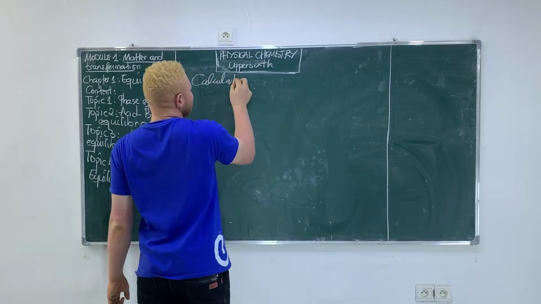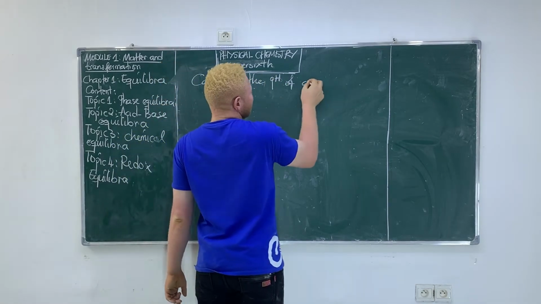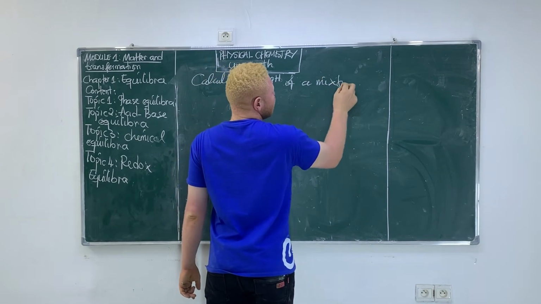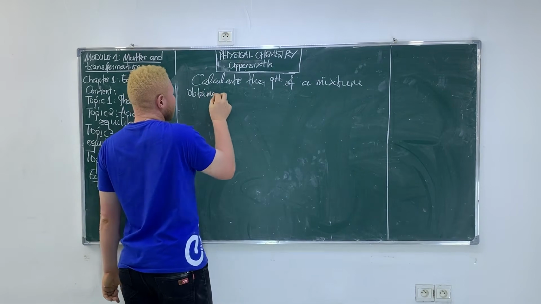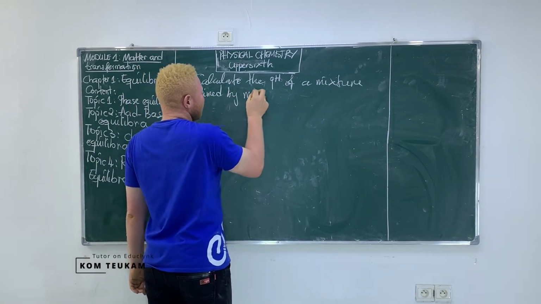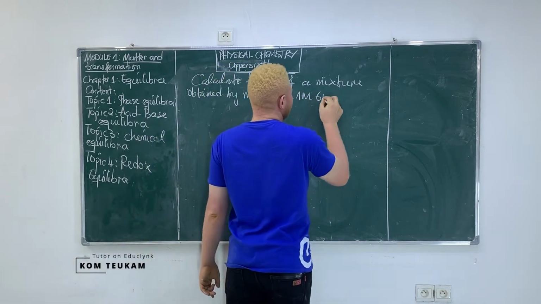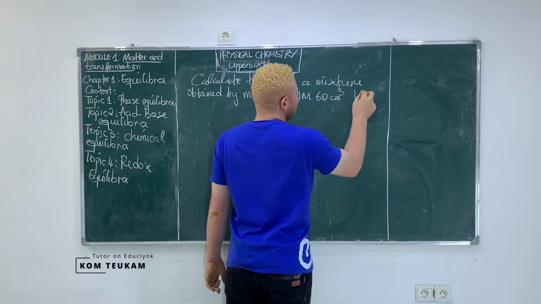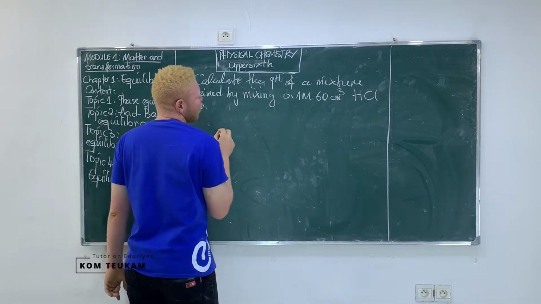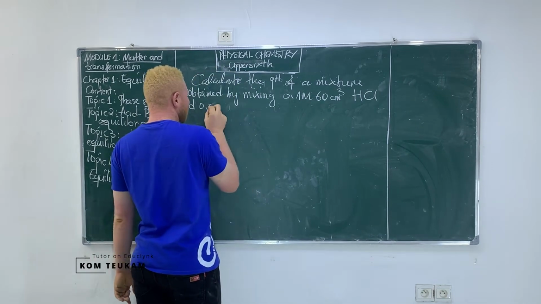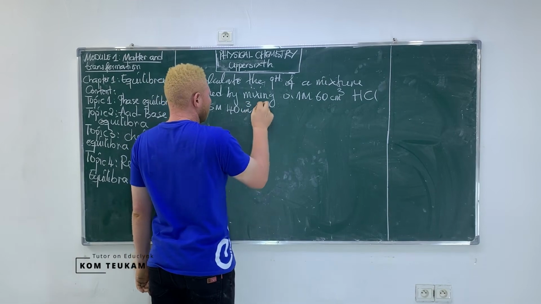Calculate the pH of the mixture of 60 cm³ and 40 cm³.